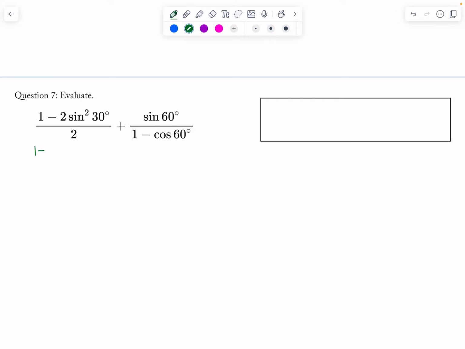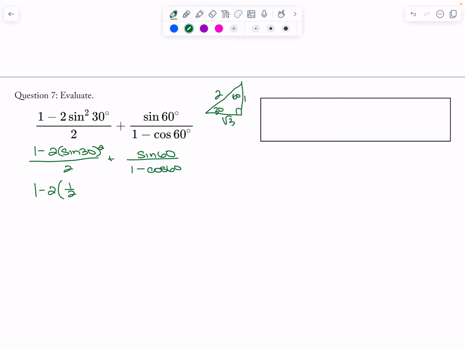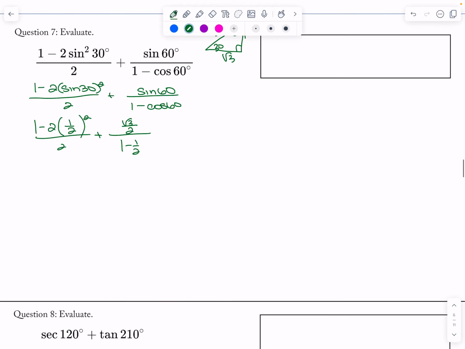So 1 minus 2 sine of 30, the quantity squared, all over 2, plus the sine of 60 divided by 1 minus cosine of 60. Okay, so I'm going to need a 30, 60, 90 triangle. So 1 minus 2 sine of 30 degrees is 1/2. I'm squaring that, all divided by 2. Sine of 60 degrees is root 3 over 2. Cosine of 60 degrees is 1/2.